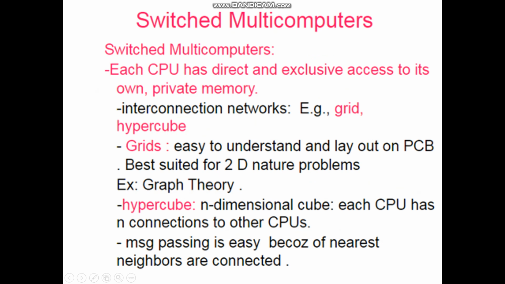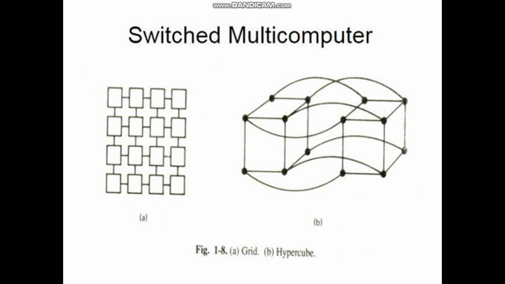The next category is hypercube, which is n-dimensional cube. Each CPU has n connections to other CPUs. Here, the message passing is easy because of nearest neighbors are connected. This is the design of grid network and this is the design of hypercube.